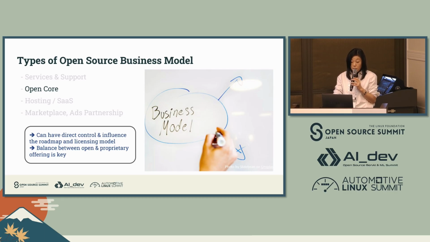In this model, it's important to curate the differences between the open source and the proprietary part to avoid impact to the project. If the open source project is weak, the enterprise proprietary offering will likely suffer. As a primary contributor, the sponsor company can have direct control and influence over the project roadmap and the licensing model. But sometimes an active community will create open source alternatives to the proprietary features.